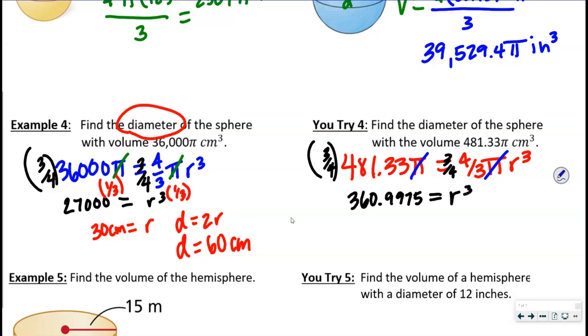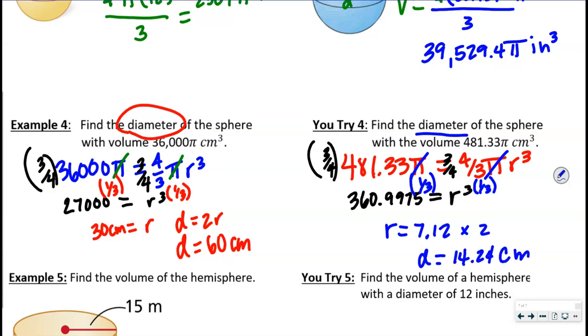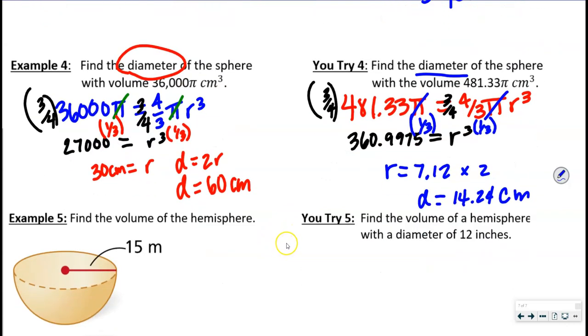How do I get rid of the 3rd power? I take it to the 1/3 power. So that number that I have in my calculator, I'm taking to the 1/3 power. And when I did that, I got the radius of 7.12. But it didn't ask me for the radius. It asked me for the diameter. So again, we're going to multiply that times 2. So our diameter is going to be equal to, what is that? 14.24 centimeters again. Okay?